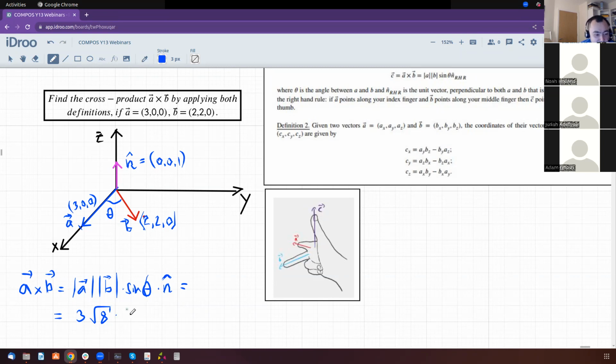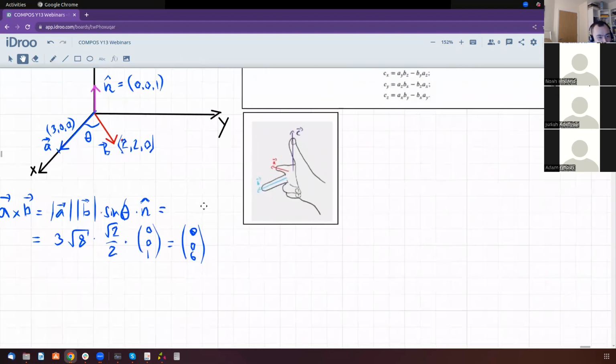So sine 45, as we know, is square root of 2 over 2. And the n vector, I'm going to write it as a column, 0, 0, 1. And that's it. So the vector is, this is 4 divided by 2, 6. So the vector is 0, 0, 6. It's quite cool.